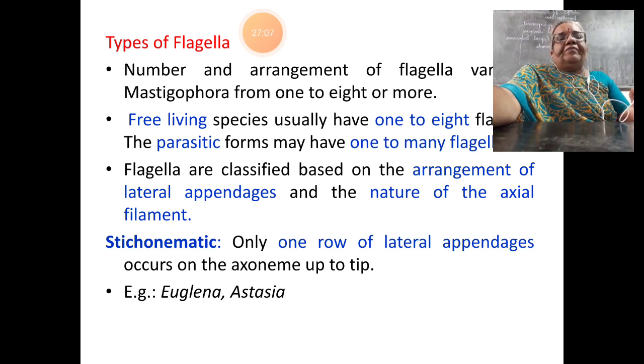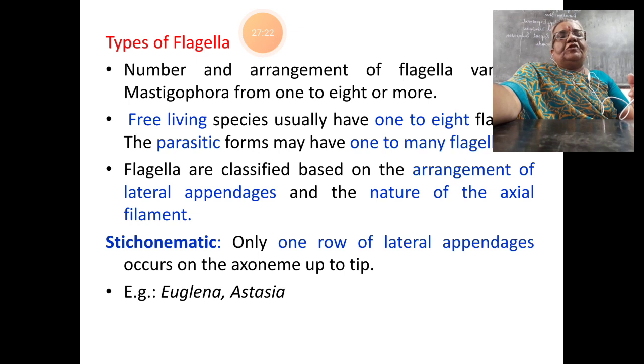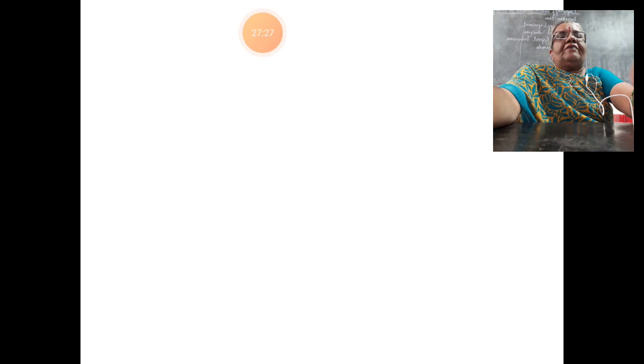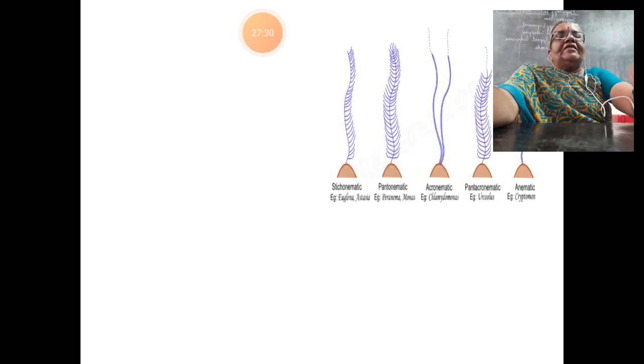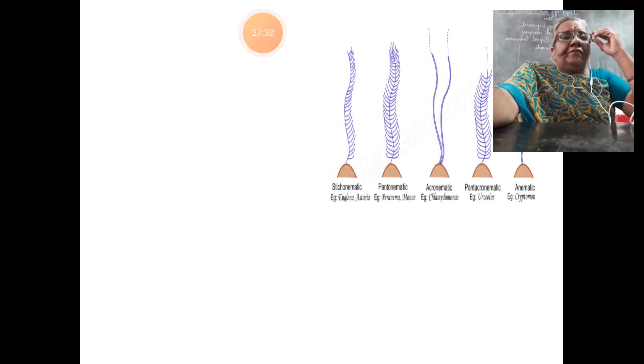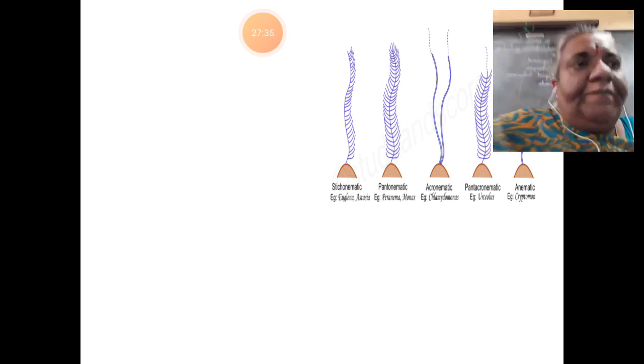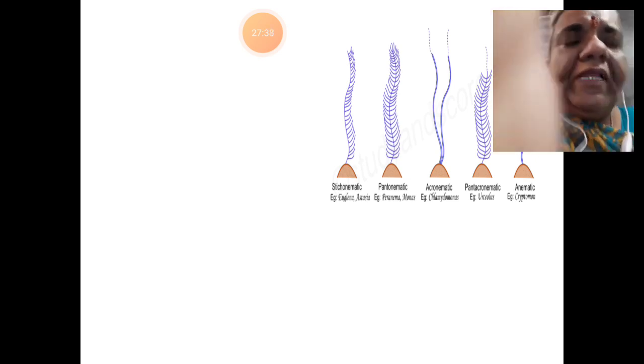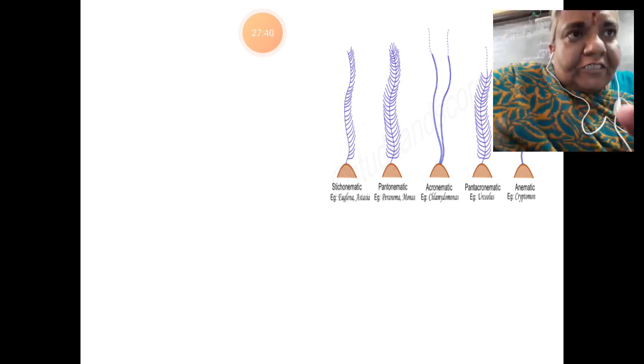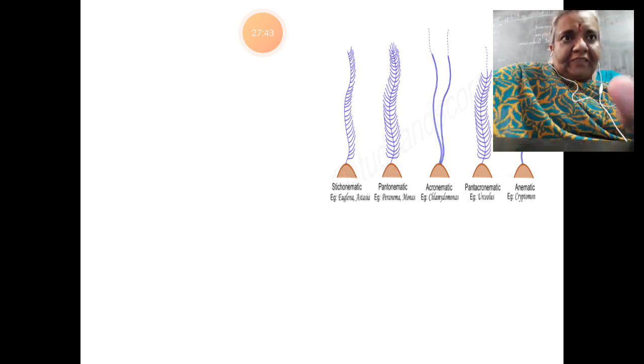One type is stichonematic. What happens here? Only one row of lateral appendages occurs on the axoneme, right from the bottom to the tip. This is seen in protozoans like Euglena, Astasia, etc. I will show the diagram in the next slide. You can see here the first one. You can see the flagella and the lateral extensions only on one side.